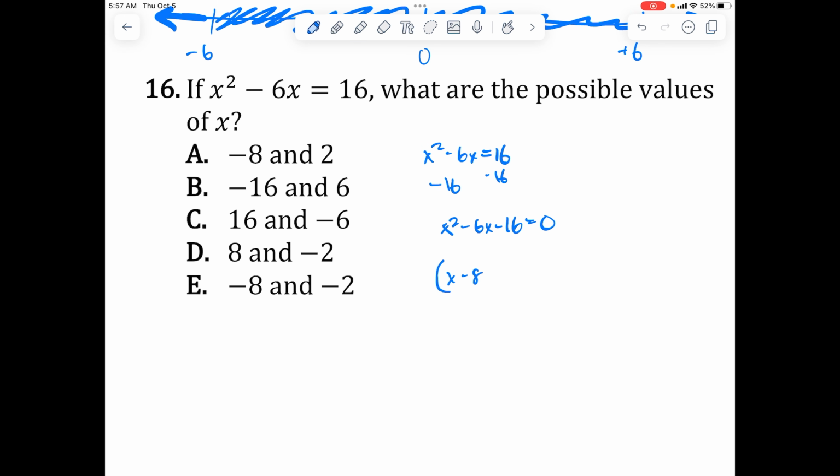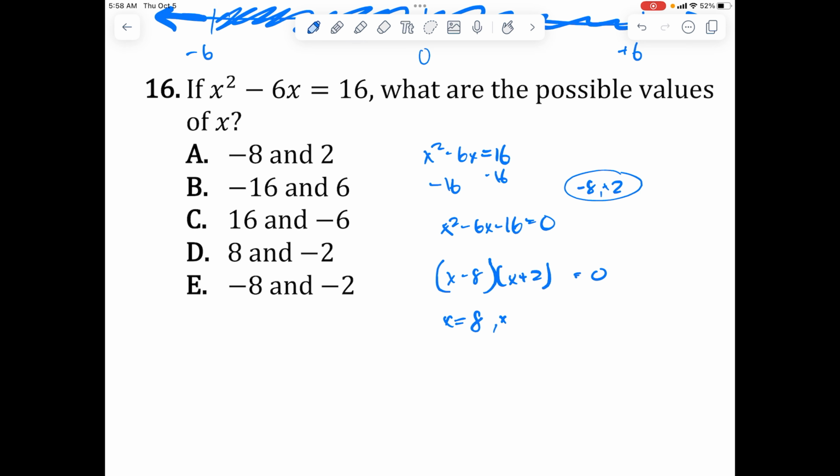x minus 8, x plus 2. So I'm going to choose negative 8 and positive 2 because they combine to give you negative 6, but they multiply to give you negative 16. For this, you might have to list out factors if you're not sure. This has to equal 0.